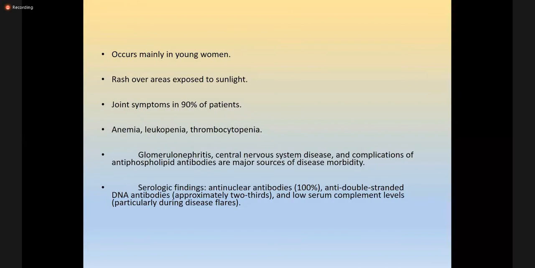Glomerulonephritis, that is inflammation of the glomeruli in the kidneys, central nervous system disease, and some of the complications of systemic lupus erythematosus, in which there is formation of blood clots in different parts of the body as a result of specific antibodies known as antiphospholipid antibody, are major sources of morbidity in patients who are having SLE.